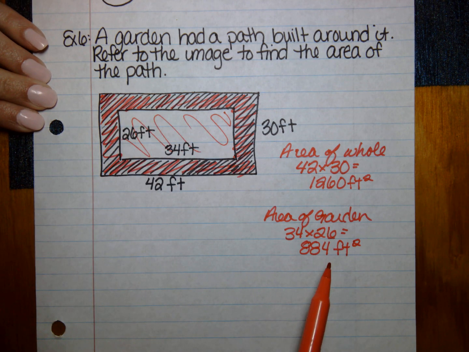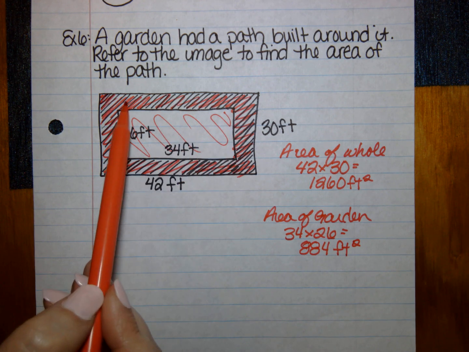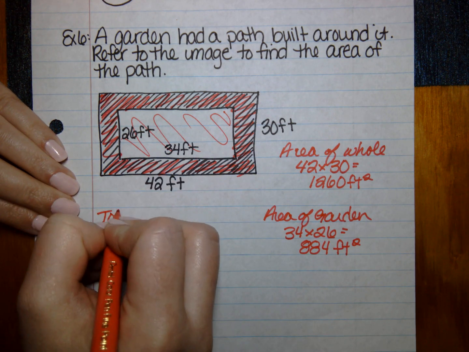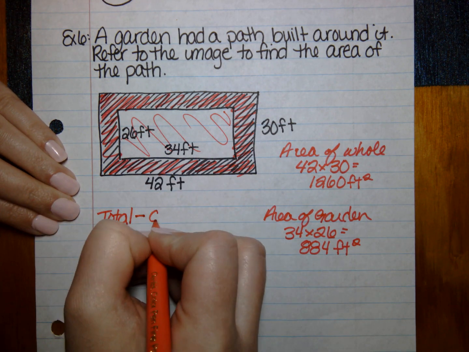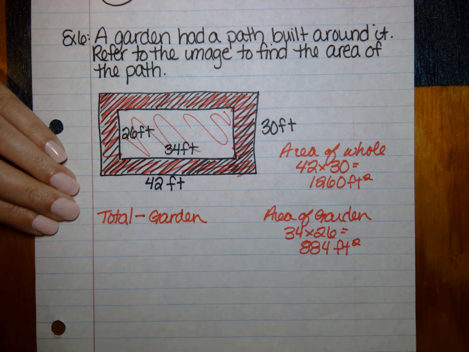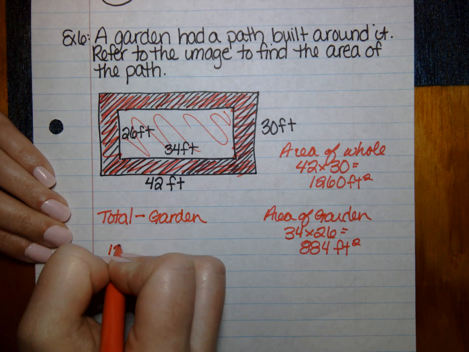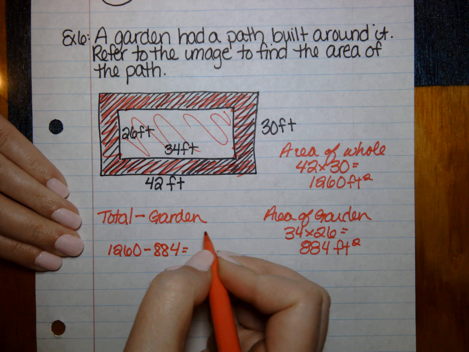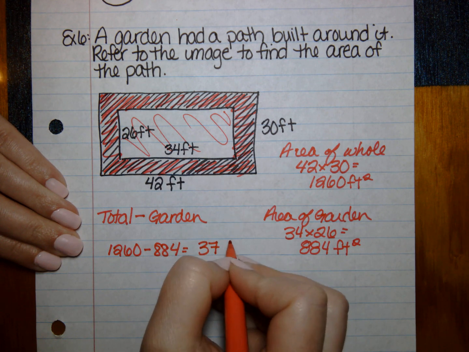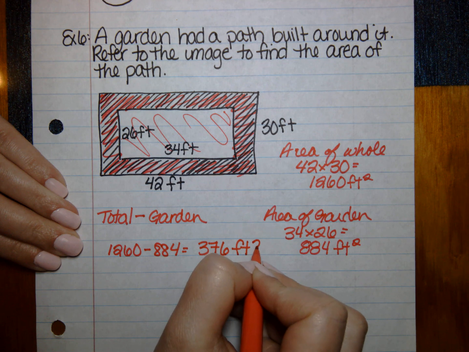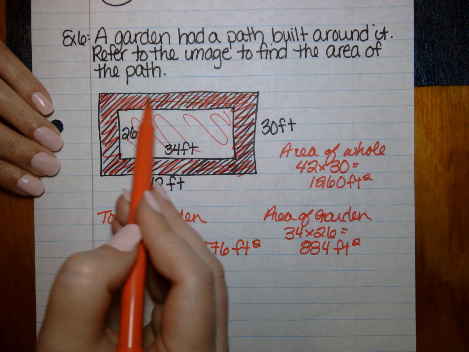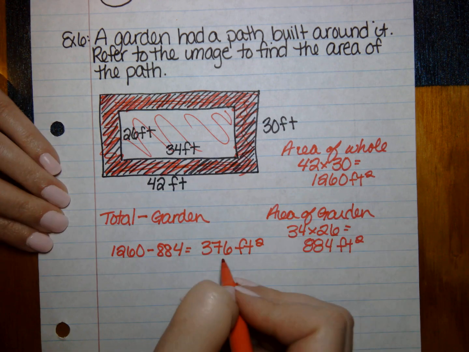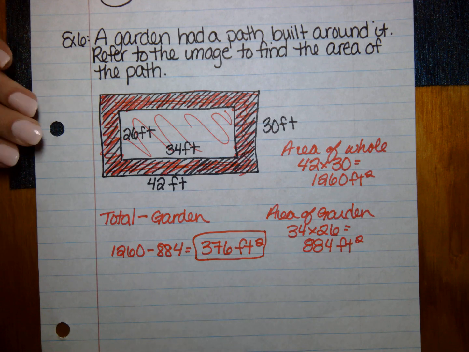is that 884. If all I want to find is the area of the shaded piece around the edge, I can take my total and remove the garden's area. So my total value was 1,260. I'm going to take out 884. So I'm going to be left with 376. Again, your unit is still feet squared. So the total amount of space that this two-dimensional walkway takes up is going to be 376 square feet.